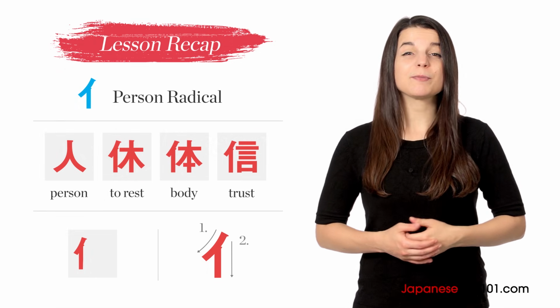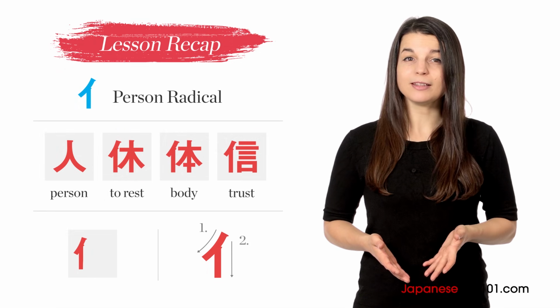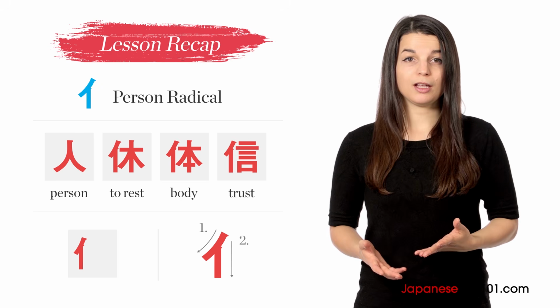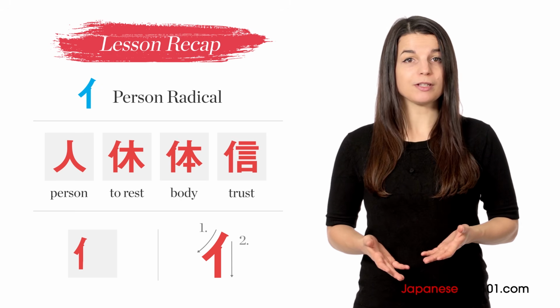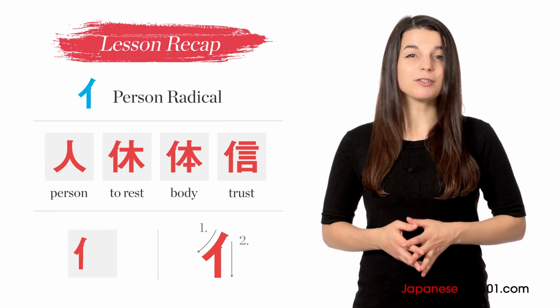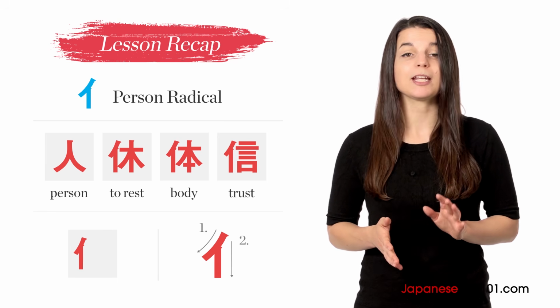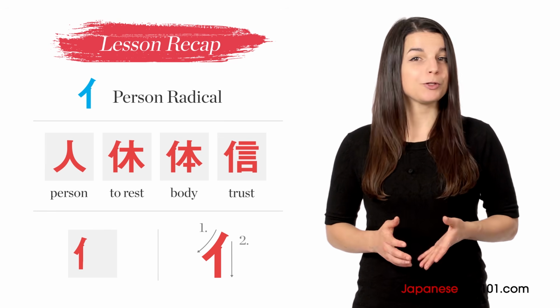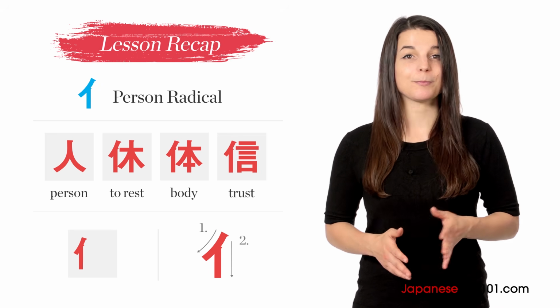In this lesson, you learned about the person radical. The idea behind this radical is person or human. You also learned the kanji characters for person, rest, body, and trust, in which this radical appears. It's most commonly found in the left position, making it appear like this. And it's written with 2 strokes, going from right to left and then top to bottom.